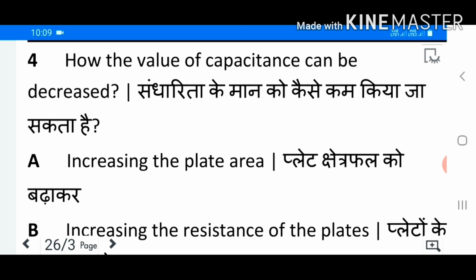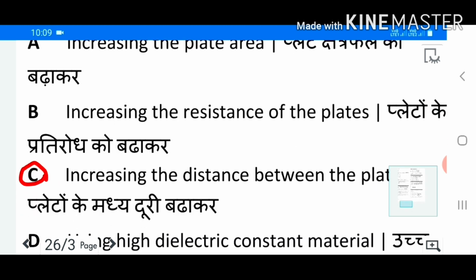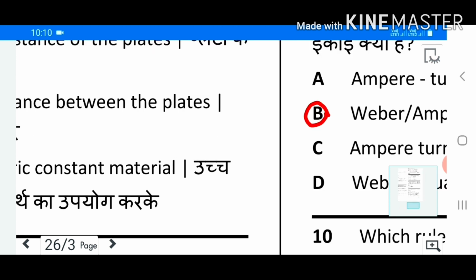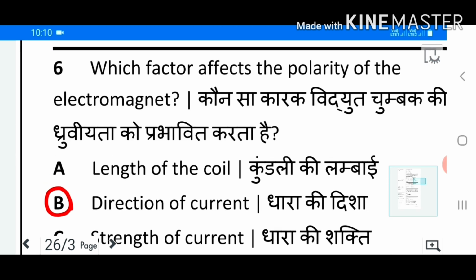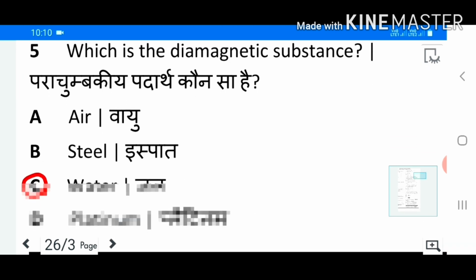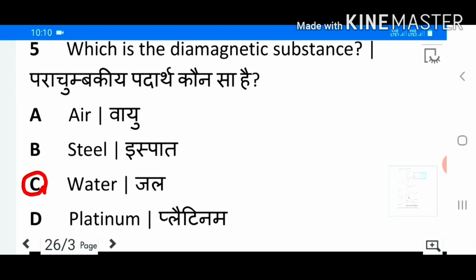4. How the value of capacitance can be decreased? Answer C. Increasing the distance between the plates. 5. Which is the diamagnetic substance? Answer C. Water.